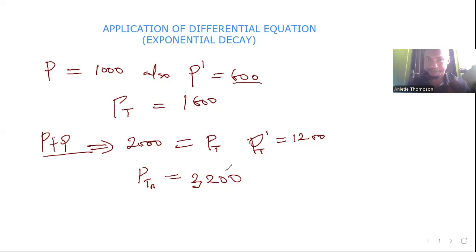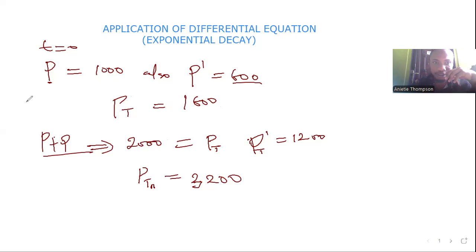Let me start the illustration again. Let's say we have a population P of a certain bacteria, and at the time t equals 0, the population P naught is equal to 1,000 bacteria. Let's say the growth rate is that after an hour, the population will increase by 600 other bacteria. So after 1 hour, the total population would be 1,600. If I take another 1,000 population of this bacteria and double them together, we have 2,000.